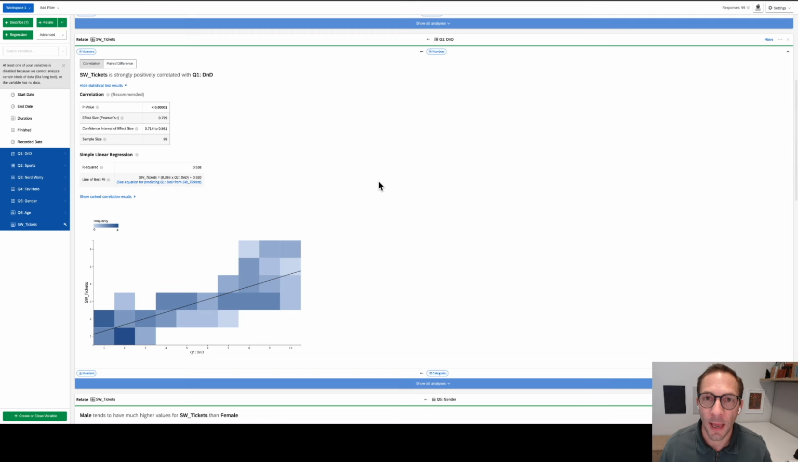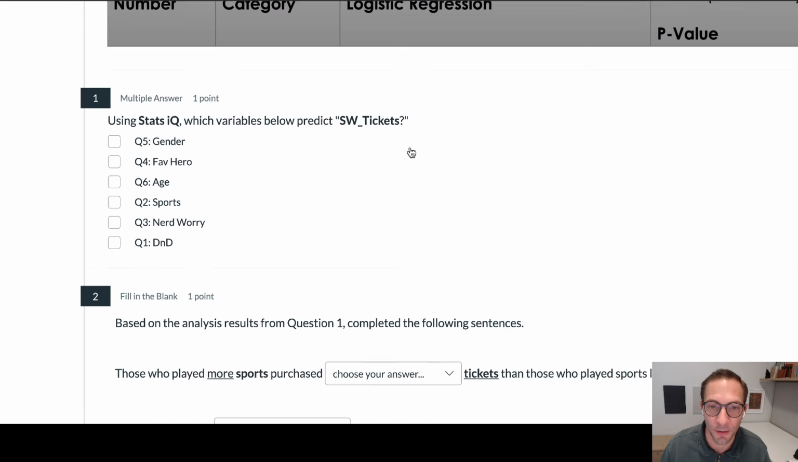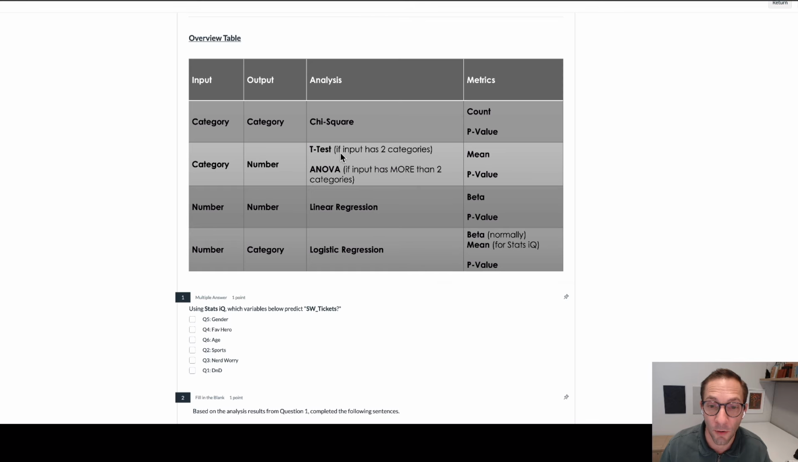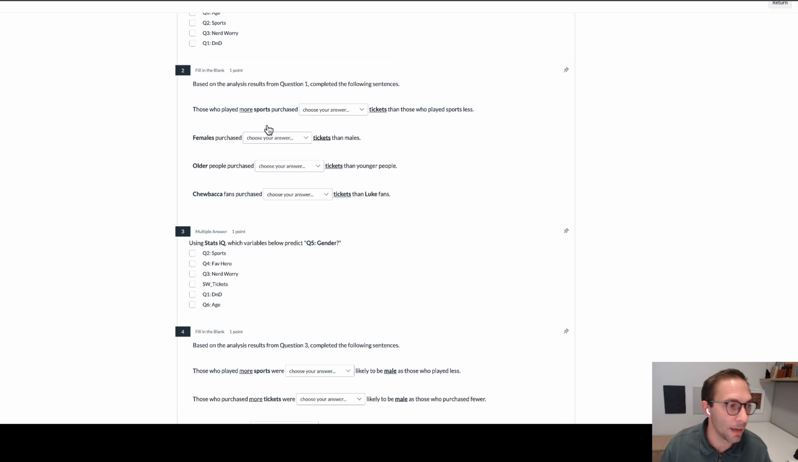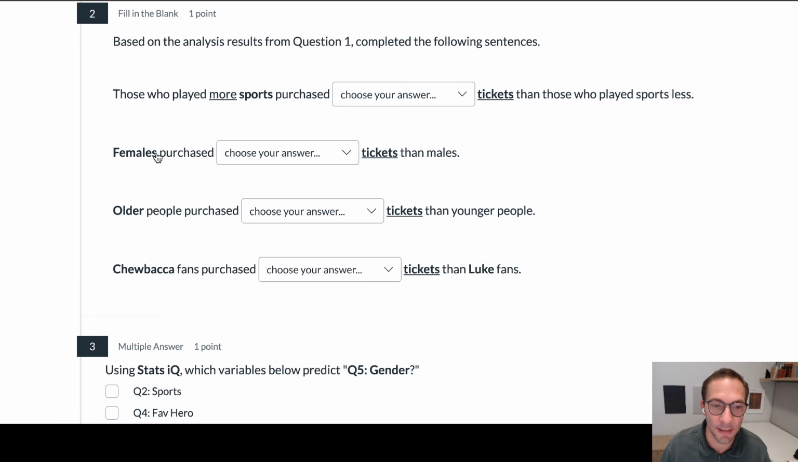Okay, pretty simple. And by the way, what type of analysis did we just run? D&D here is a number. Our output is a number. We're seeing slopes, and we're getting a beta. This very much sounds and seems like a linear regression. And if we scroll up to our overview table, we see that if our input is a number and our output is a number, we're dealing with linear regression, and our metric is beta, just like what we saw.